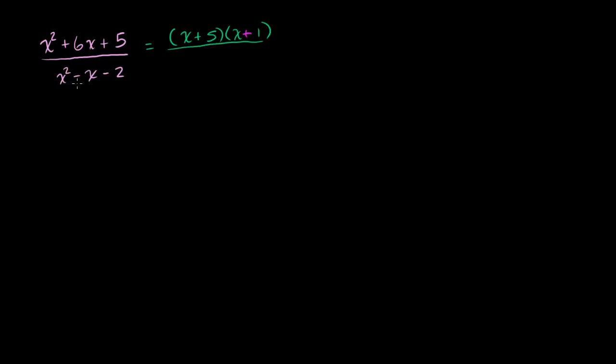And then our denominator, two numbers that multiply to negative 2 and add to negative 1. Negative 2 and positive 1 pop out of my head. So here we have a positive 1 and a negative 2: x minus 2 times x plus 1. So we have a common factor in the numerator and the denominator. These cancel out. So you could say that this is equal to x plus 5 over x minus 2.